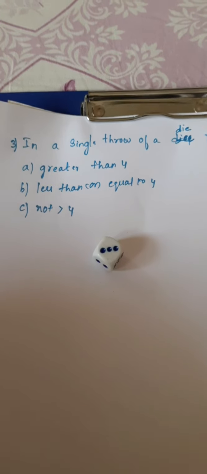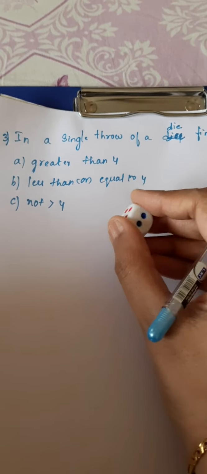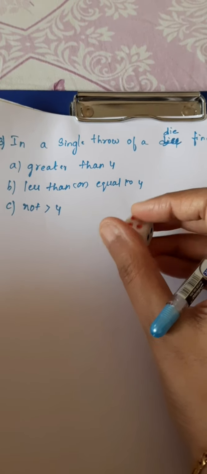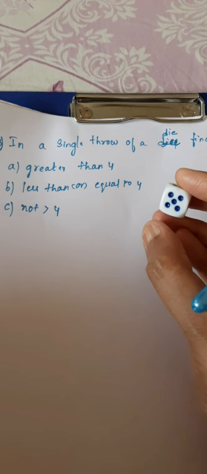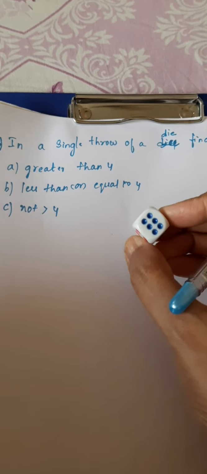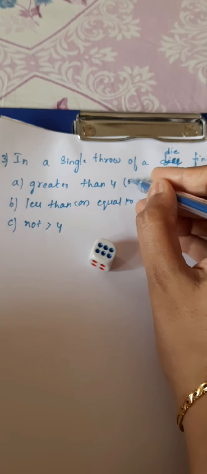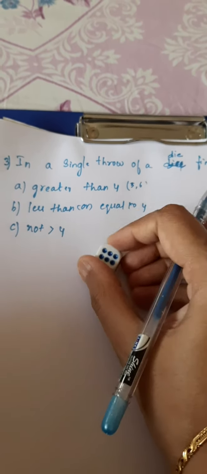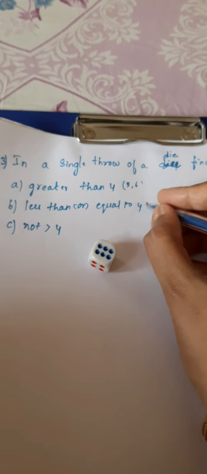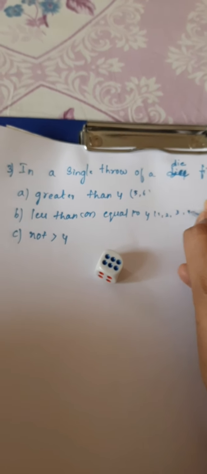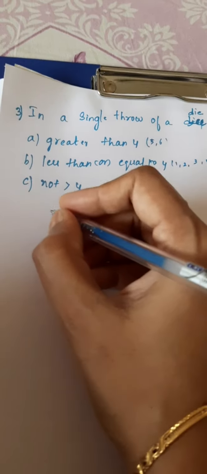So the next question is, in a single throw of a die, we need to find the probability of different things. If you throw a die, you can get either 1, 2, 3, 4, 5 or 6. These are the 6 possible outcomes. Greater than 4 means 5 and 6. Less than or equal to 4, you can include 4. And for the third option, not greater than 4. So we'll find it one by one.